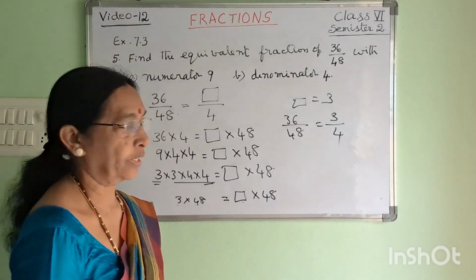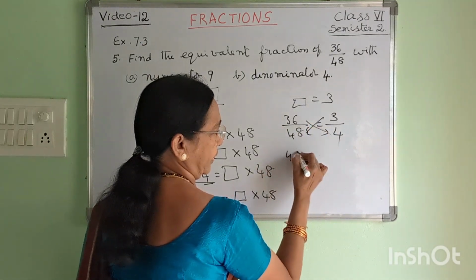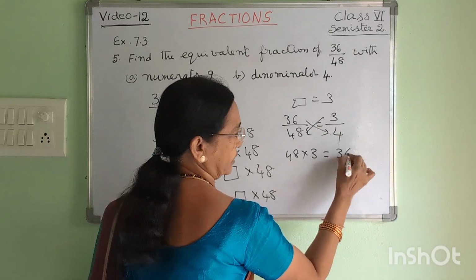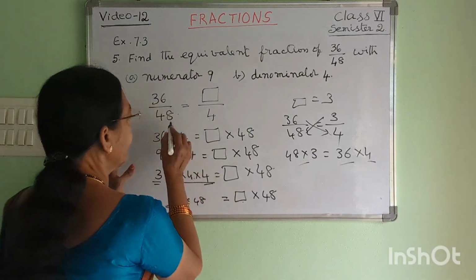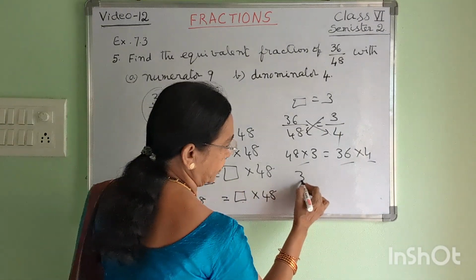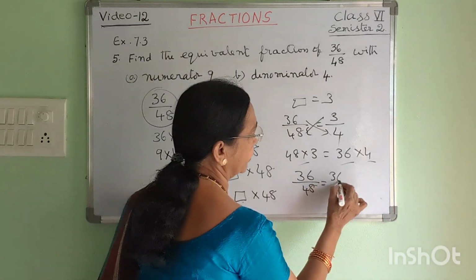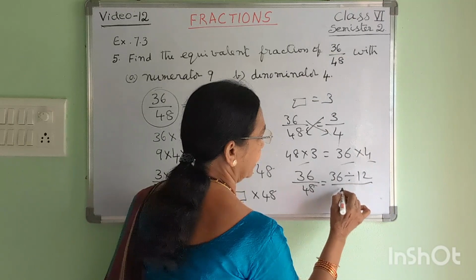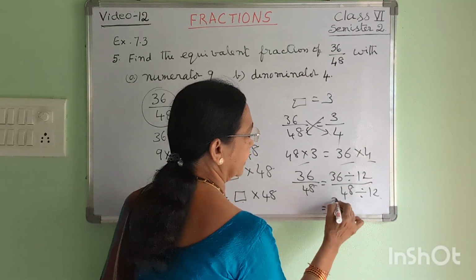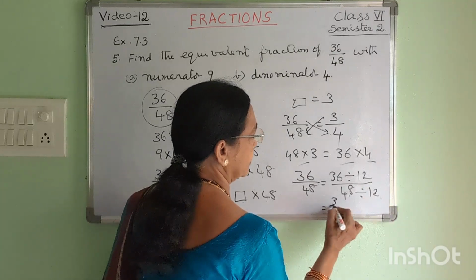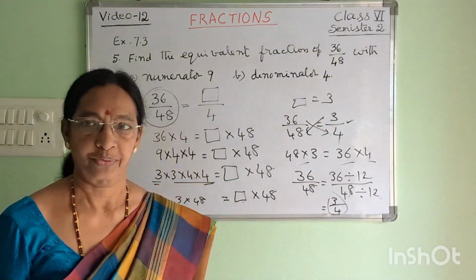Here also we can check by cross multiplication. 48 into 3 is equal to 36 into 4. You can check whether they are correct or not. Or simplify the fraction 36 by 48 into its simplest form. You can divide both the numerator and denominator by 12, since 12 is a common factor for both. So 36 divided by 12 is 3 and 48 divided by 12 is 4. Therefore this fraction is also 3 by 4. So we are correct.